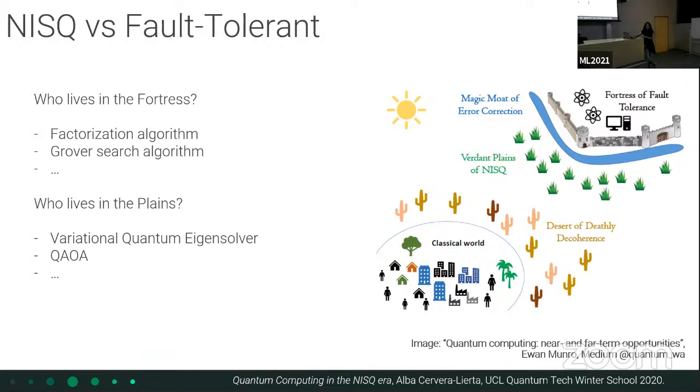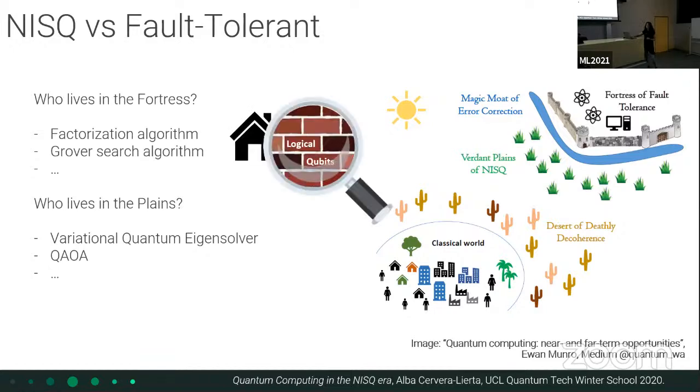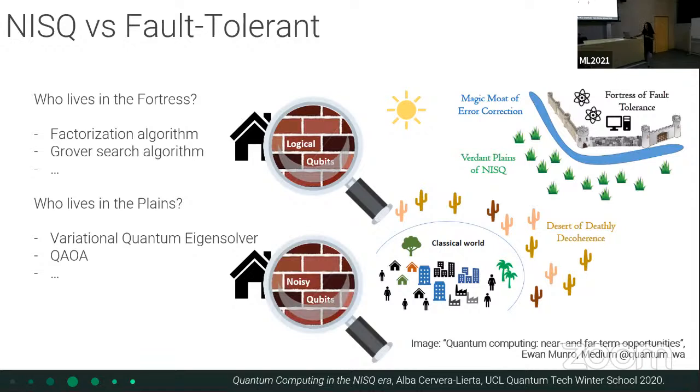But then in the planes, we have other kinds of algorithms. We have the variational algorithms, for instance, and we have other kinds of quantum computing paradigms. So in the end, we need to do our best to exploit the resources that we have. So even though the houses in the fortress are made with logical qubits, which are error corrected, so they are perfect, the bricks in this near-term quantum computation will be the noisy qubits. And we have to do our best to exploit this technology with the current resources that we have.